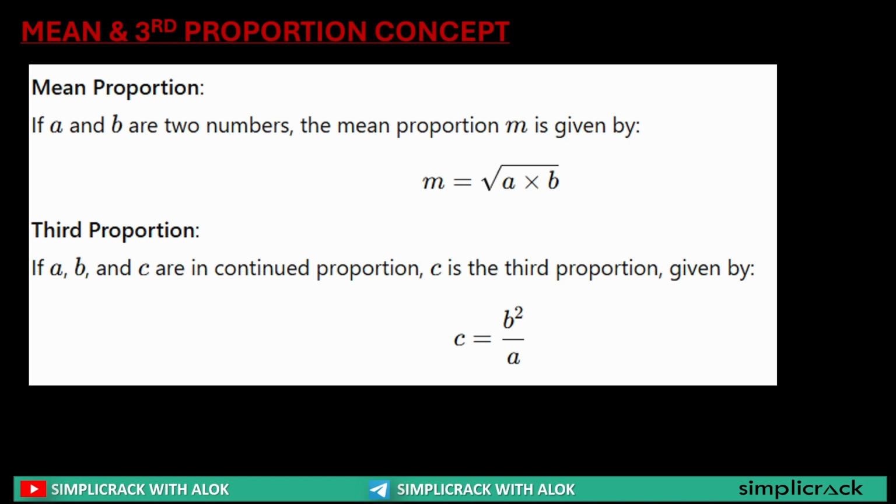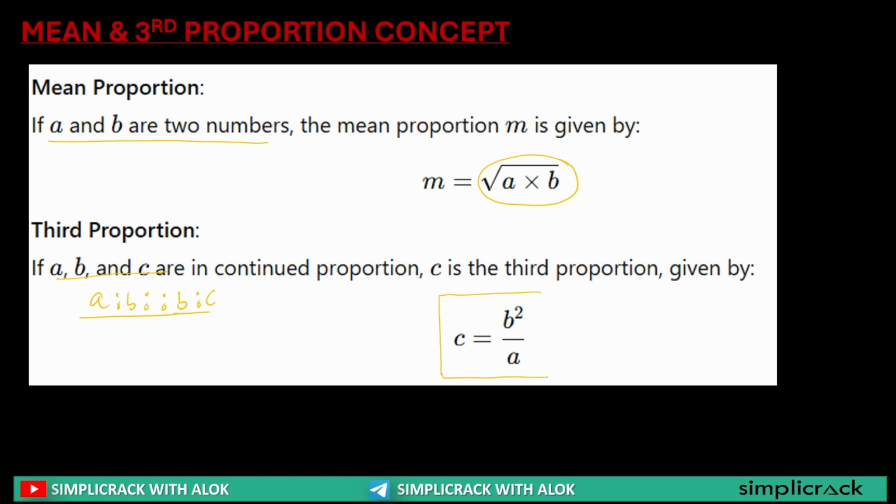This is a new concept for all of you. Whenever it is written as mean proportion of two numbers, we write mean proportion is equal to the square root of a into b. And if it is written that a, b and c are in continued proportion, that is a is to b is to c, then a is to b is equal to b is to c.